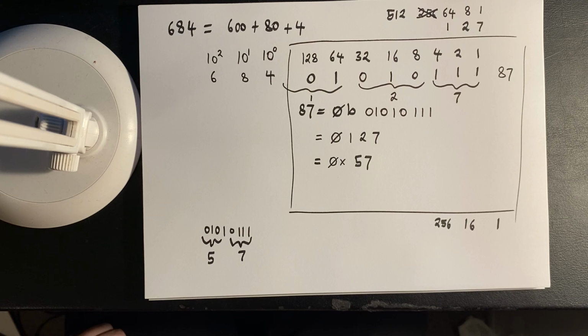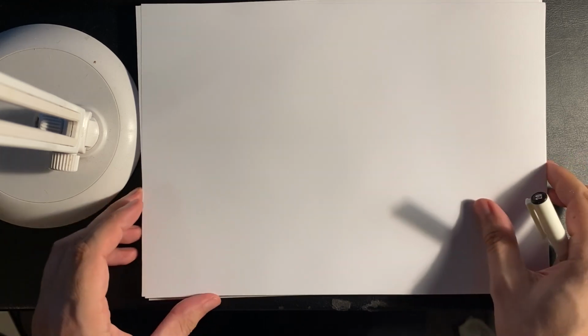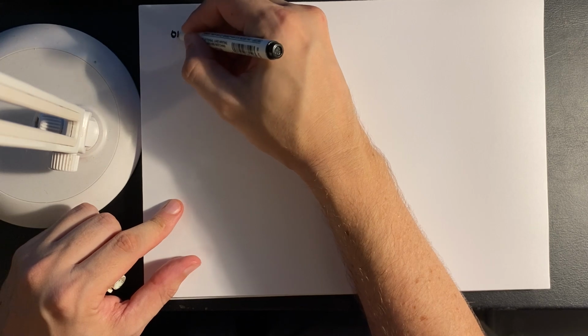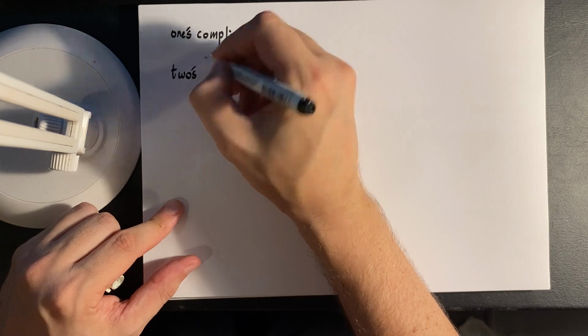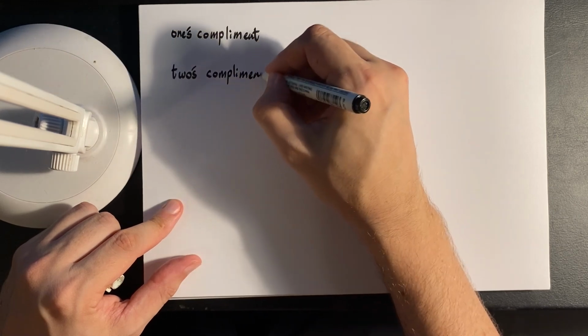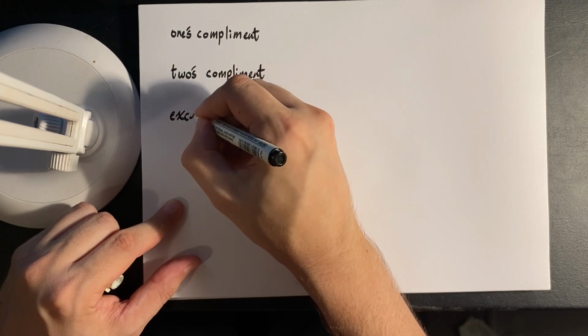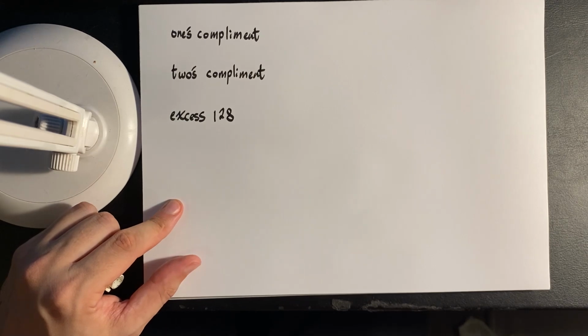If this is all we ever needed, yeah, okay, great, we've got our unsigned math. But we do not just do that. Let's say, for instance, I'm looking at negative 87. How can we represent that? Well, there are 3 main systems. We have 1's complement, 2's complement, I hope I'm spelling this right, and excess 128, or something like that.